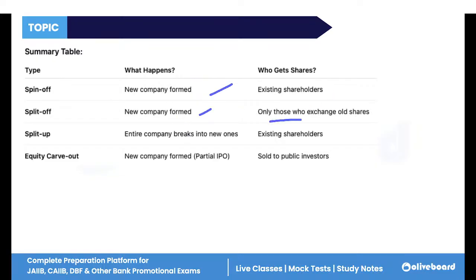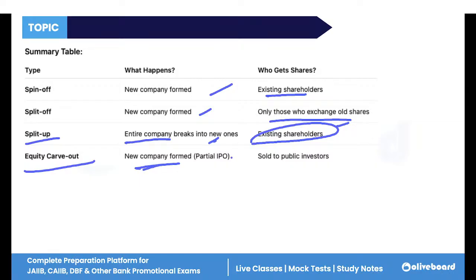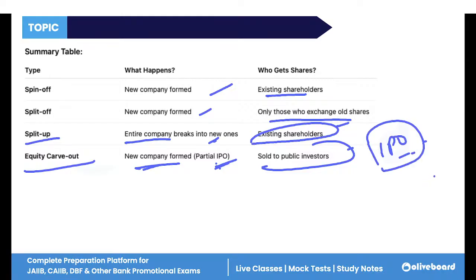In a spin-off, a new company is formed, and only the existing shareholders who exchange old shares get it. Split up: the entire company breaks into new ones, the old company's existence is completely lost, and existing shareholders take the shares in the new companies. Equity carve out: a new company is formed through shares given at IPO and sold to public investors, that is initial public offering. Clear?